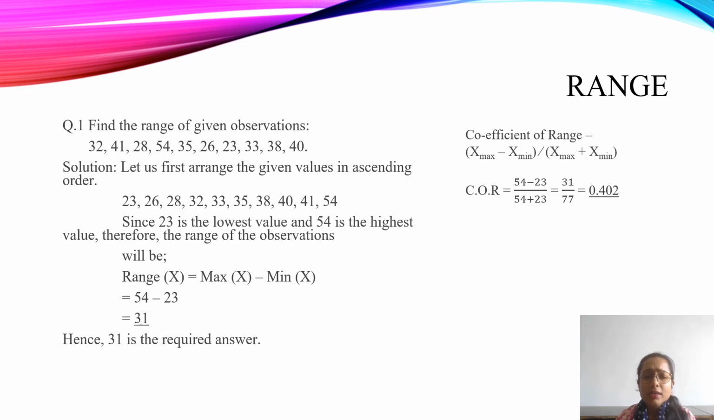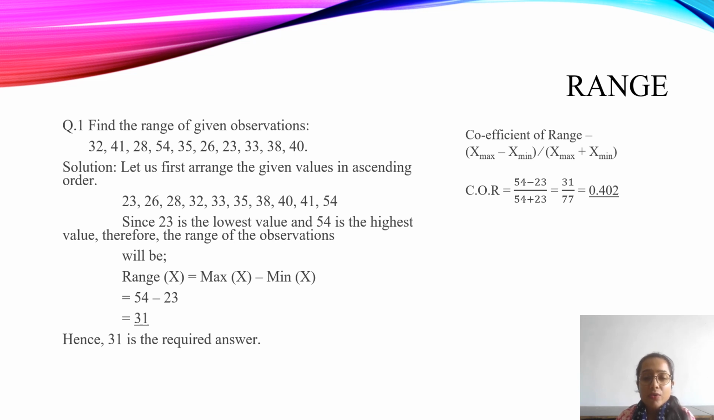Now, let's see a question of range firstly. We have to find the range of given observations. Firstly, just arrange the data values in ascending order. After arranging it in ascending order, you just have to find out the largest and the lowest number. The lowest number is 23 and the largest is 54. So subtract those two values: 54 minus 23 is 31. So 31 is your range.